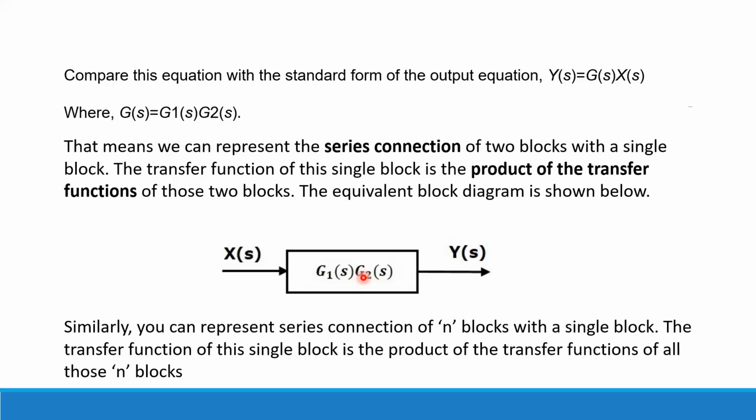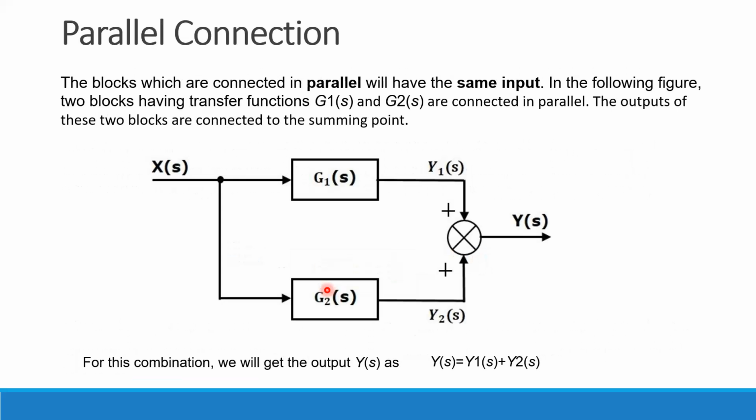If I have 3 blocks, it will be G1 of S, G2 of S and then there will be G3 of S. Whatever their transfer functions are, you have to multiply them. So this is the algebra of series connection. The transfer functions get multiplied with each other; there is a product. Okay. Now let us see the parallel connection.